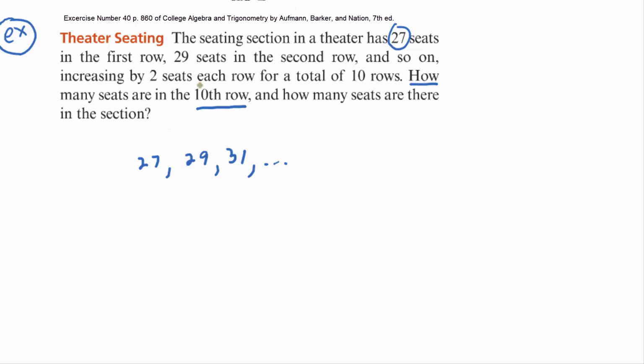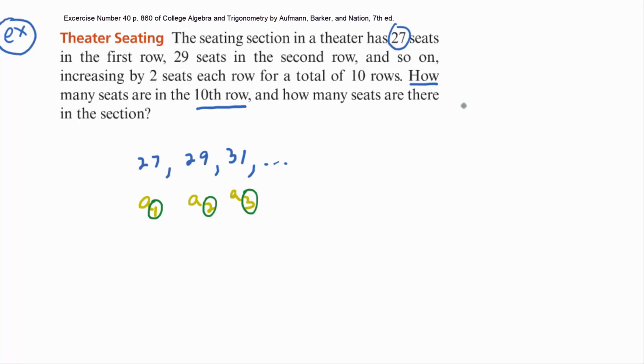It's important to start recognizing what the counter gives you. A1 is 27, A2 is 29, A3 is 31. What does the counter, the index, the subscript, correspond to in this particular problem? In the theater, it's the row number, right? A1 stands for the number of seats in the first row. A3 stands for the number of seats in the third row.